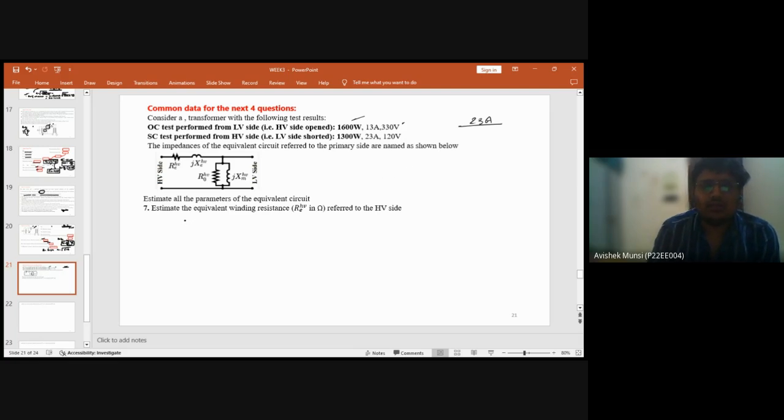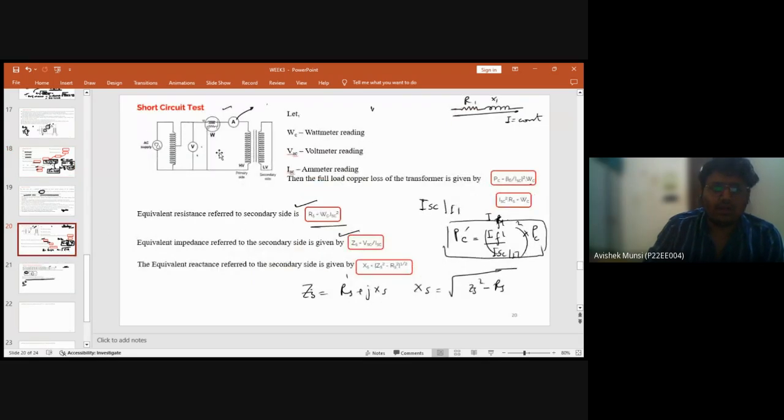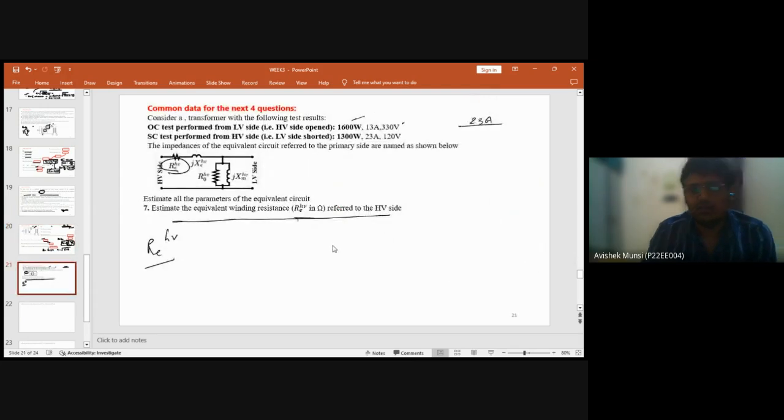Now we have to calculate the equivalent winding resistance. Basically you have to calculate all the parameters. In the four questions, you have to calculate four parameters. The first one is Re at the high voltage side. Try to calculate it. Just note down the formula if you require it, and then you can solve. Just remember the circuit diagram, then you can also solve it by means of KCL and KVL.